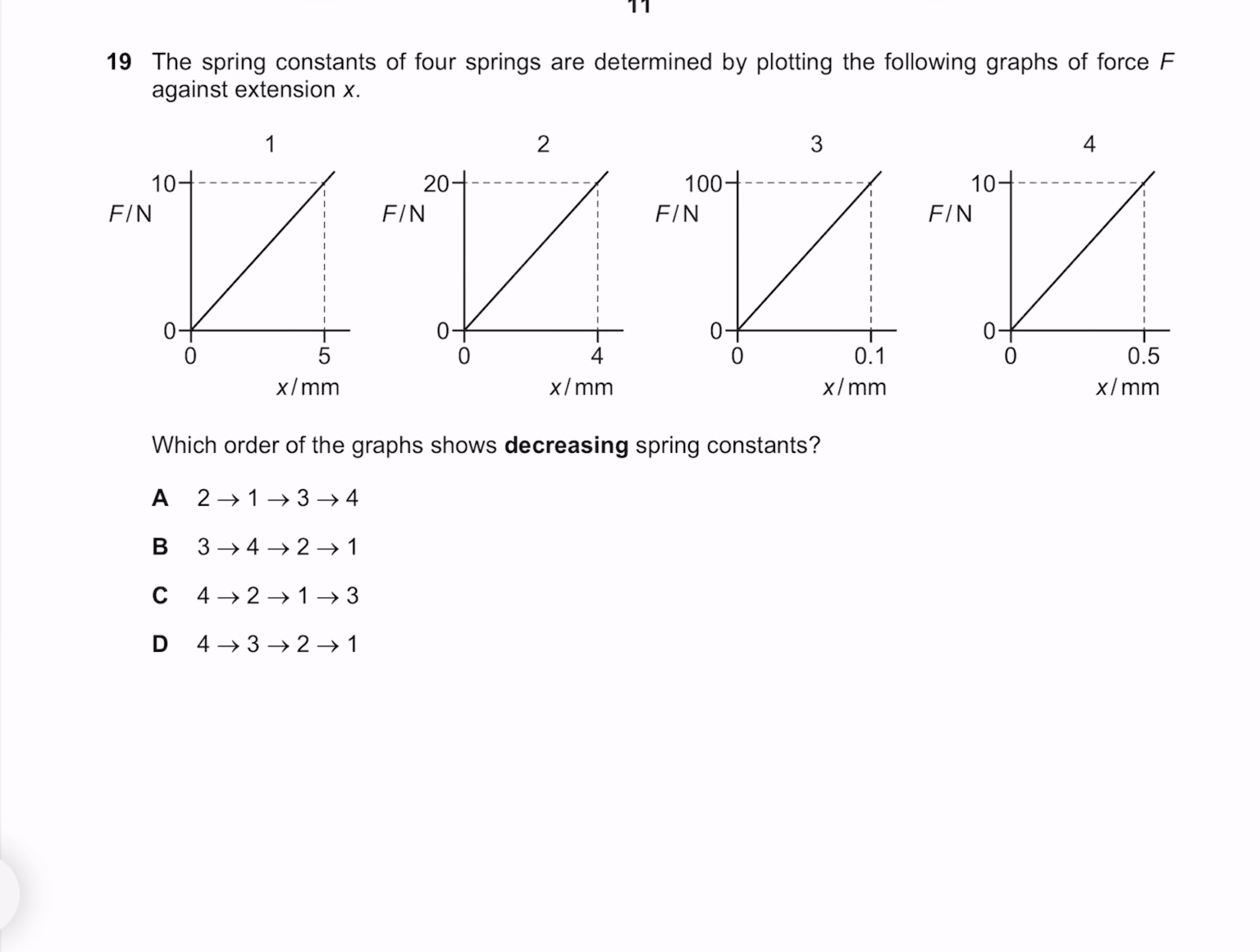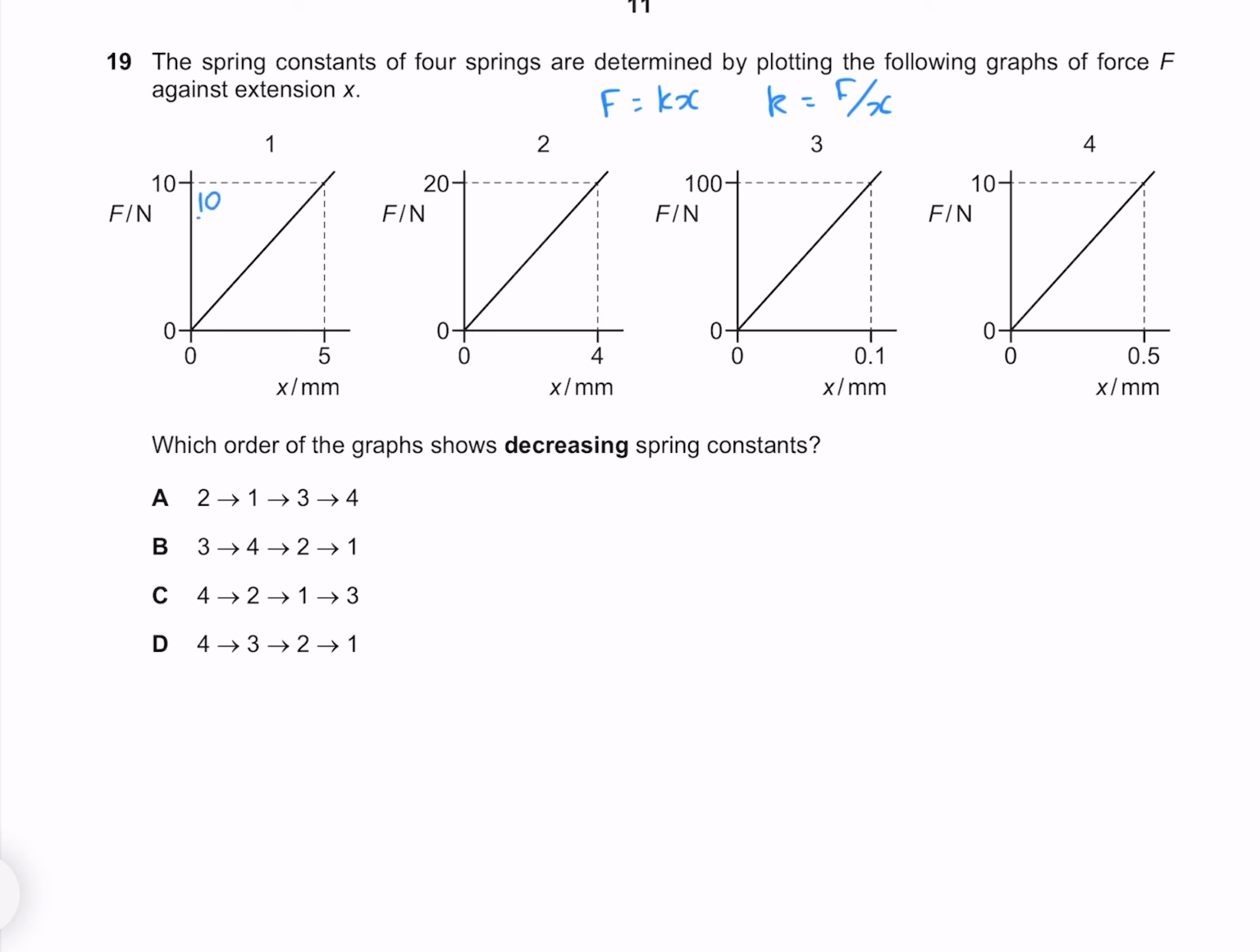The spring constants of four springs are determined by plotting the following graphs of force. Which order of the graphs shows decreasing spring constants? You might recall that F is equal to Kx, and so our spring constant K is going to be force divided by X.